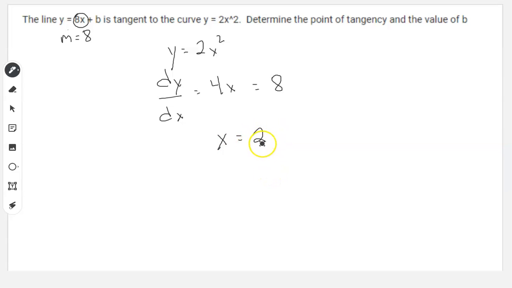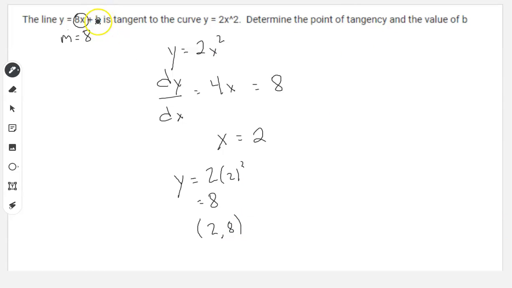And since I know the x-coordinate, I can substitute that back into our original function, y equals 2x squared, to figure out the y-coordinate. So 2 squared is 4, times 2 is 8. So where this happens is (2, 8). Okay, so that's where the point of tangency occurs.